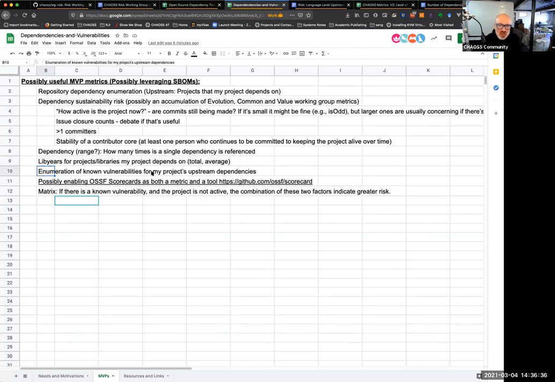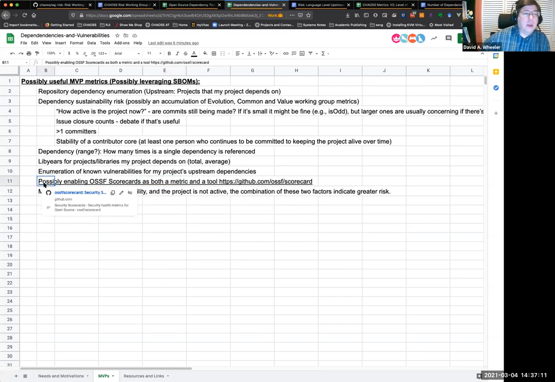In just enumerating known vulnerabilities, we discussed this a bit last week. There is a public NIST database of known vulnerabilities, but it's incomplete. There are existing resources for trying to enhance that, but there's a connection between vulnerabilities and dependencies, which we're calling out. OSS Scorecard possibly is both a metric and a tool. I'm not sure I can explain what it does quickly and clearly, David. I think you may be more familiar with it.